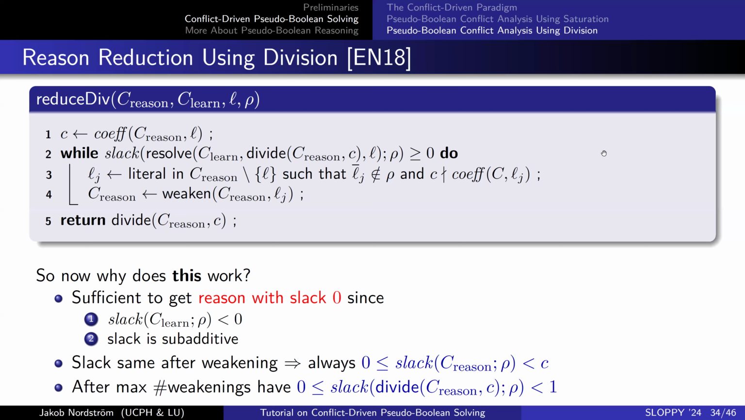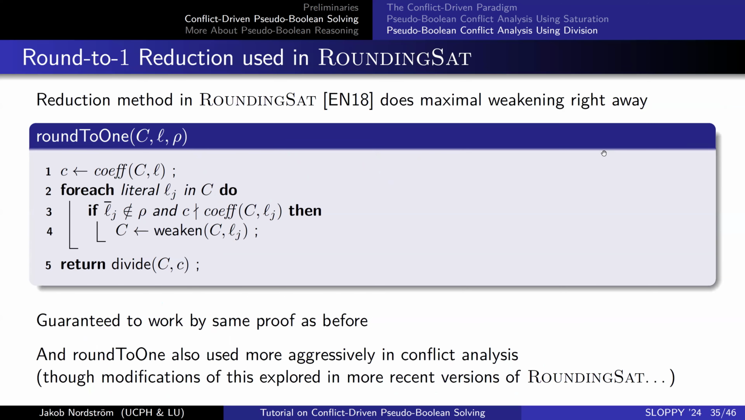And now, when you've weakened away everything that is not divisible, in the final step, we will have weakened away everything non-falsified that is not divisible. And that means that the slack of the reason constraint divided by C will be actually true division. There's no sort of rounding in the division. So that's why after the maximum number of weakenings, we will have slack greater or equal to 0 still, but strictly less than C divided by C, which is 1. So the slack is 0. And again, I'm going fast, but this is guaranteed to work.